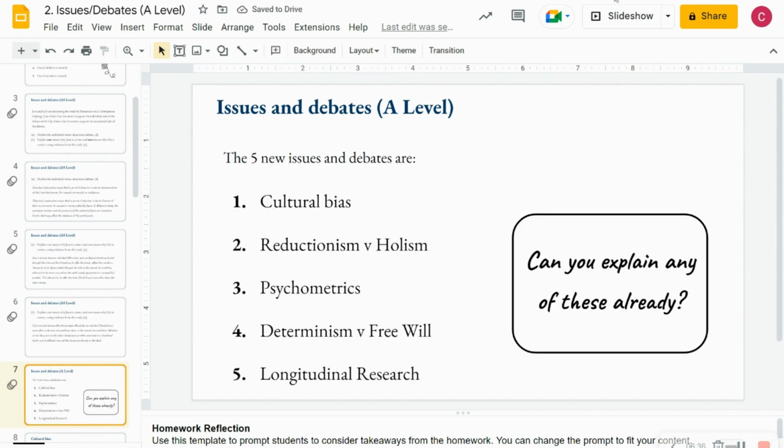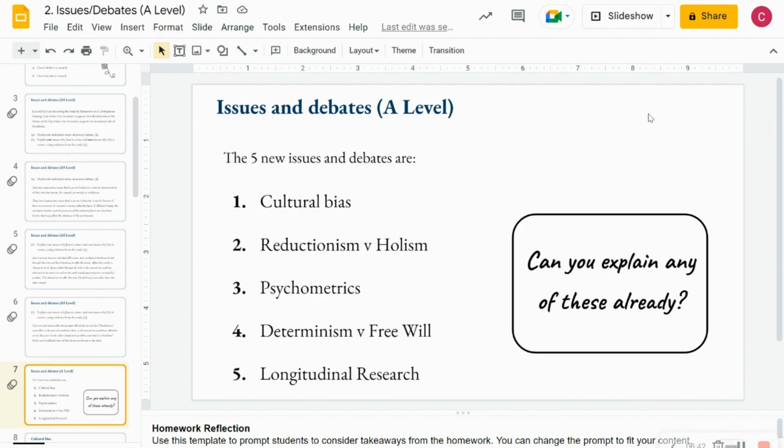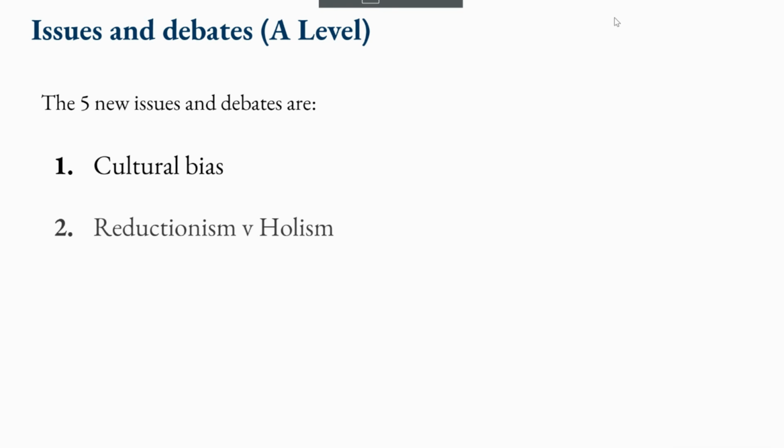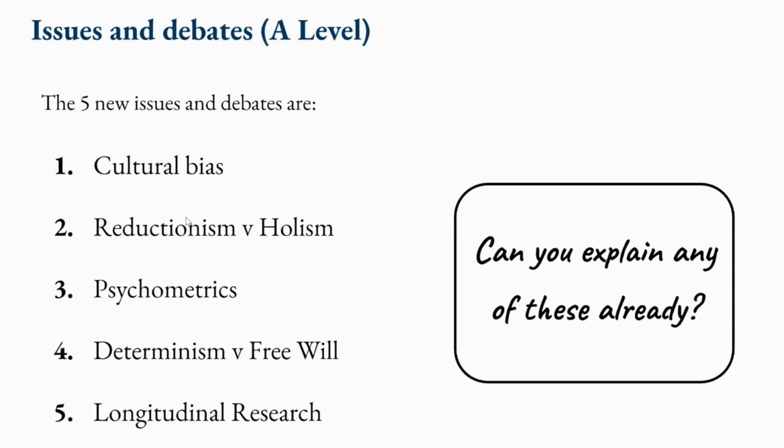Okay, so on to the A level debates. And just once again, if you want to read that in more detail, just pause the video. So there are 5 more. They are cultural bias, reductionism versus holism, psychometrics, determinism versus free will, and longitudinal research. They're a little bit more complex than the first 5. So we'll go through each one, and then I'll talk about how these relate to actual Cambridge exam questions at A level.